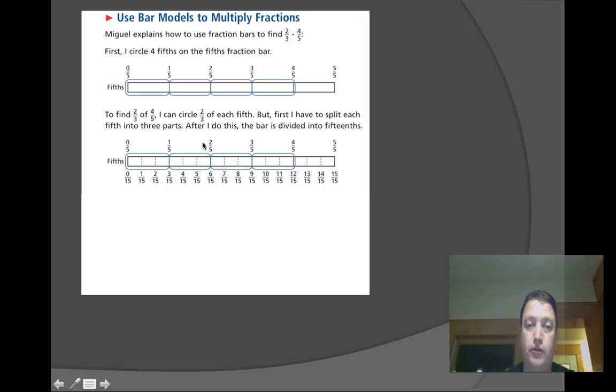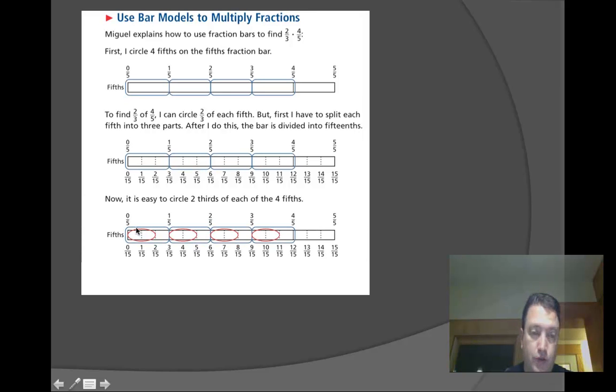Again, just look at the blue circles. These are still all 1/5. You can see what he's done here. He's split each of these into 3 equal parts, making them all into 15ths down here at the bottom. It's 3 per section times 5, which gives 15. That's why this becomes 15 here. So now the bar is divided into 15 equal parts. After that, he can circle 2/3 within each fifth that he has. Kind of like what I did with the board, I showed you what one part was. He's showing 2 parts of each of these.